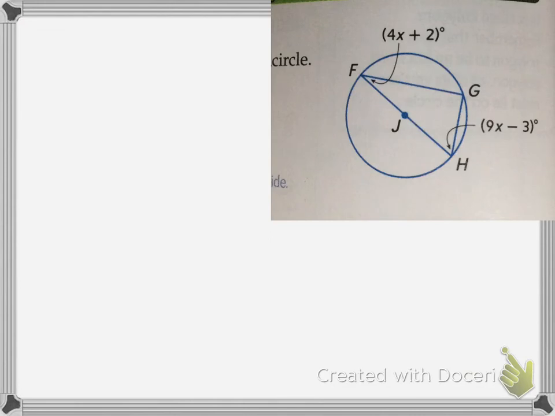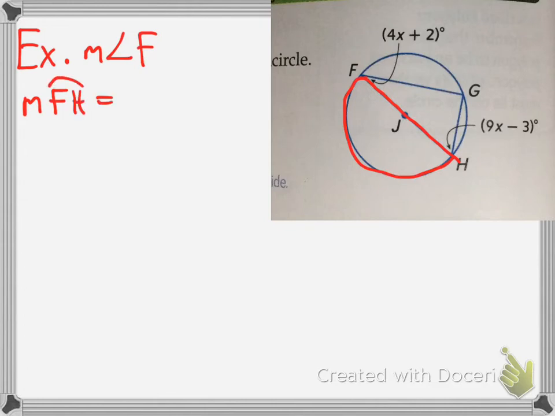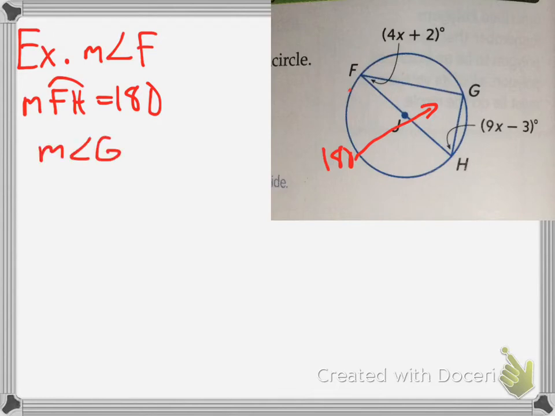Okay, here's an example. Now, we're going to find angle F. Notice, we got a diameter. The triangle is with the diameter. So that means this right here is 180 degrees. Our arc FH is 180 degrees. Because arc FH is 180 degrees, now I know that angle G, which is the inscribed angle of that intercepted arc, is 90 degrees, because again, half of 180 is 90.